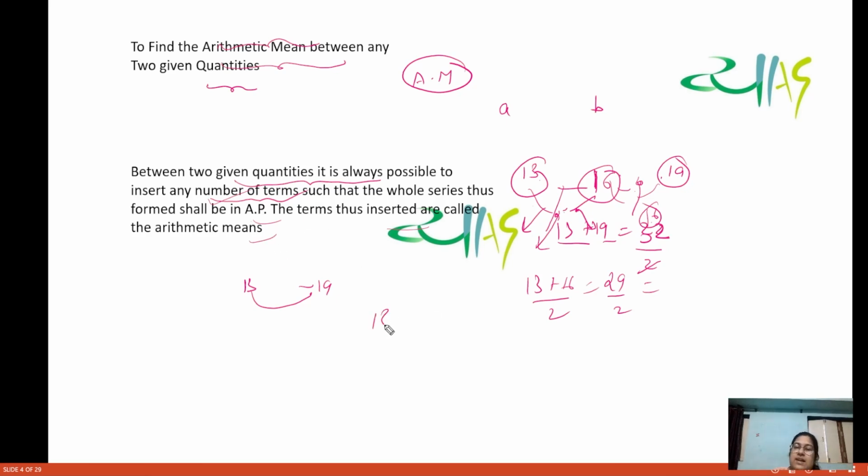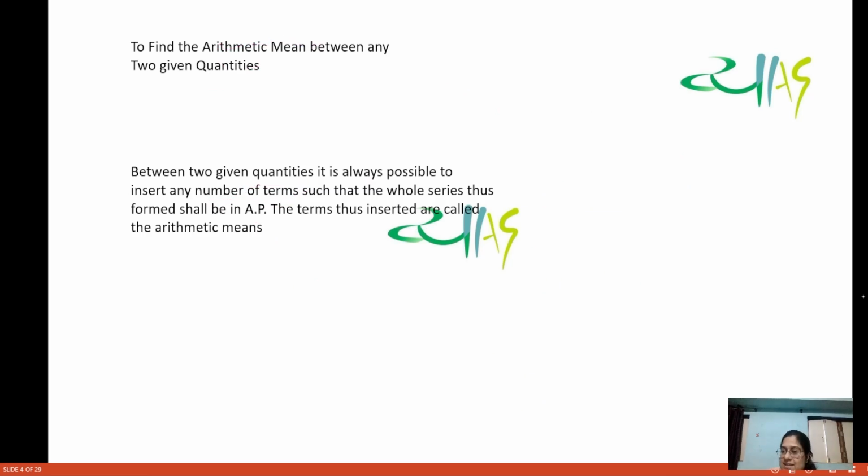Okay, so if someone asks you between two numbers how many terms you can insert so that the series will be AP, we can insert an infinite number of terms such that the series is AP. All right, I hope everybody is clear with this. Let us see more examples for this. For example, we have 10 and 20.